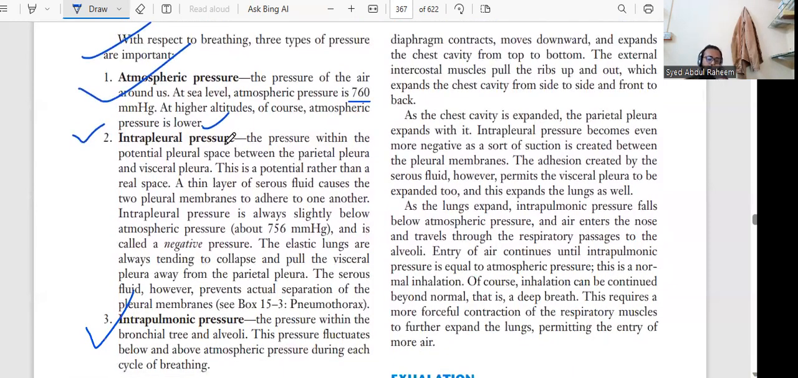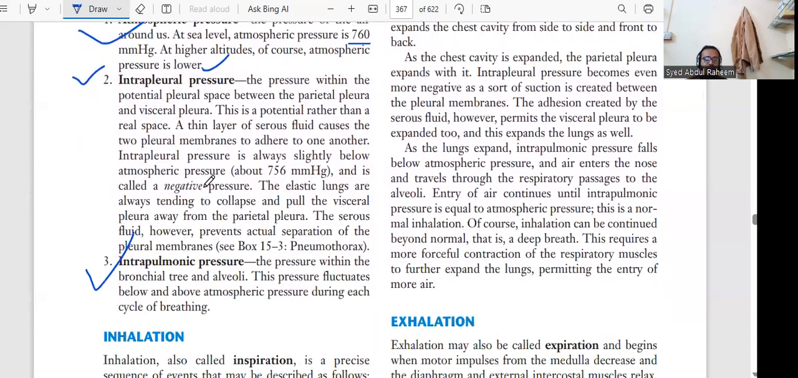Intrapleural pressure is the pressure within the pleural space between the parietal pleura and the visceral pleura. This is a potential rather than a real space. A thin layer of serous fluid causes the two pleural membranes to adhere to one another. Intrapleural pressure is slightly below atmospheric pressure and is called negative pressure. The elastic lungs are always tending to collapse and pull the visceral pleura away from the parietal pleura. The serous fluid, however, prevents actual separation of the pleural membranes.